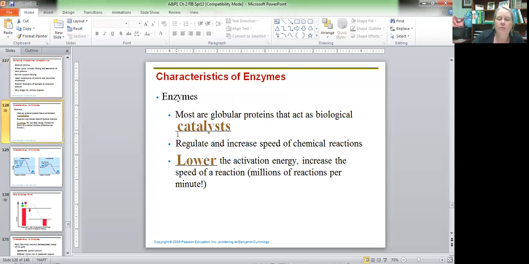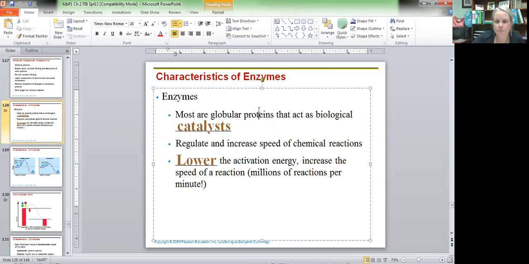Okay. So enzymes. One main thing you need to know, they are proteins. Most of them are proteins. They are catalysts. They lower the activation energy, which in turn increases the speed of the reaction. So you need to know all of this stuff right here on this screen.